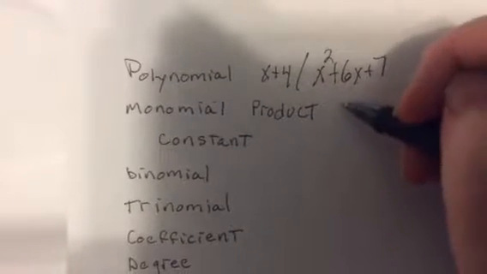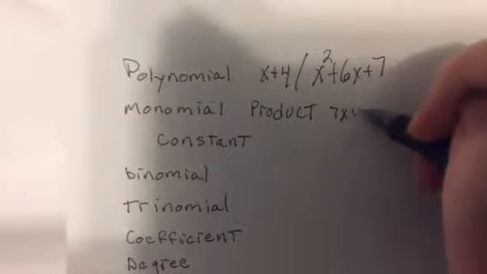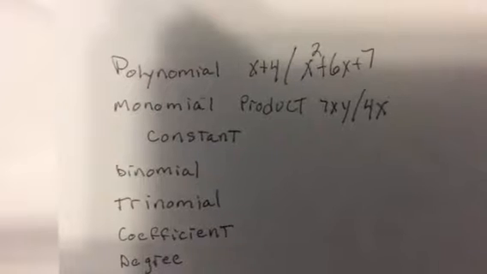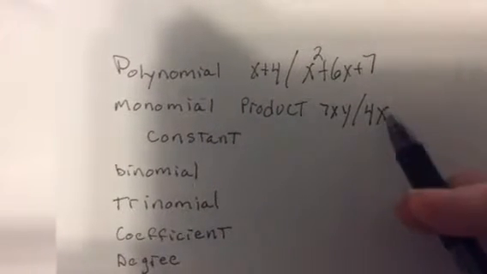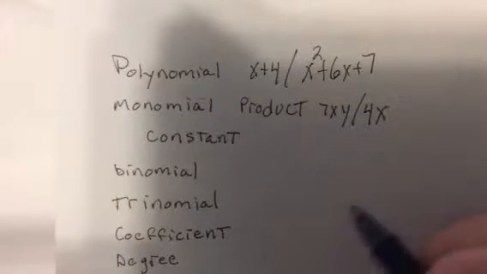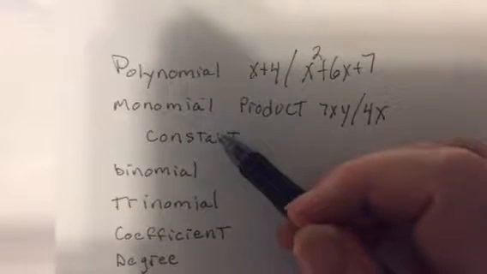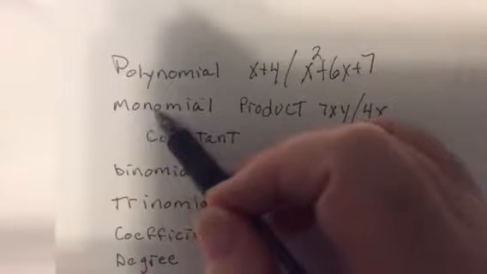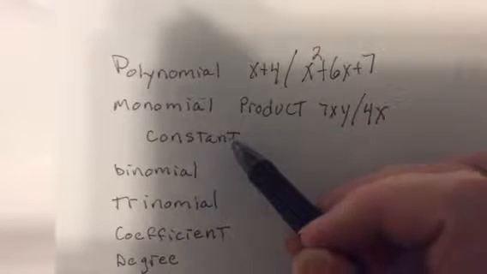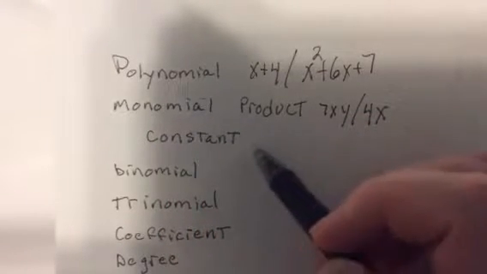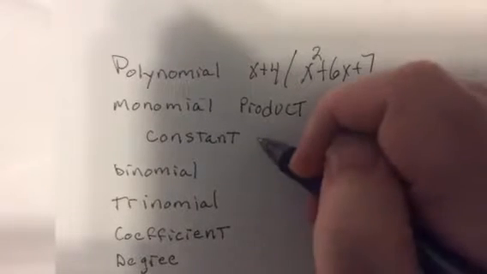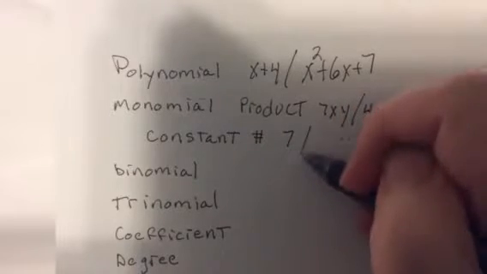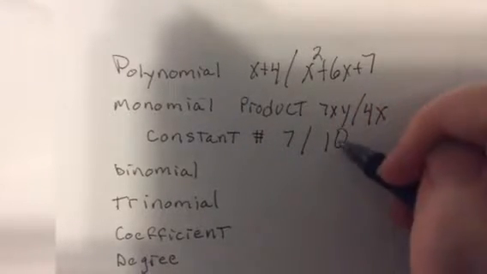Now a monomial is when you just have a product of terms. So example would be 7xy, 4x. So a product, just a product of single terms, no adding or subtracting. A constant is a special type of monomial. Mono actually means single. Now constant means doesn't change. So it's just a number. So example, 7, 10, doesn't change.